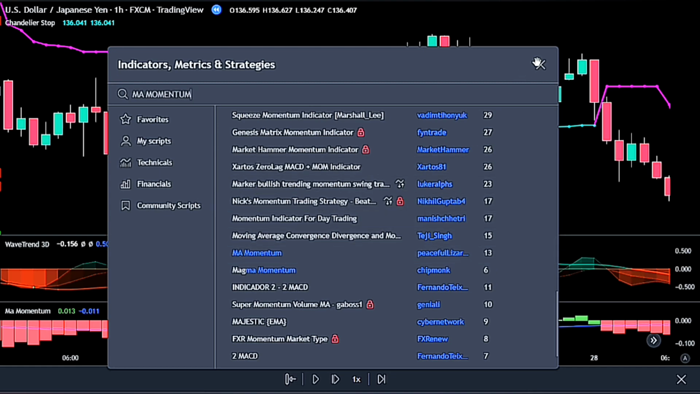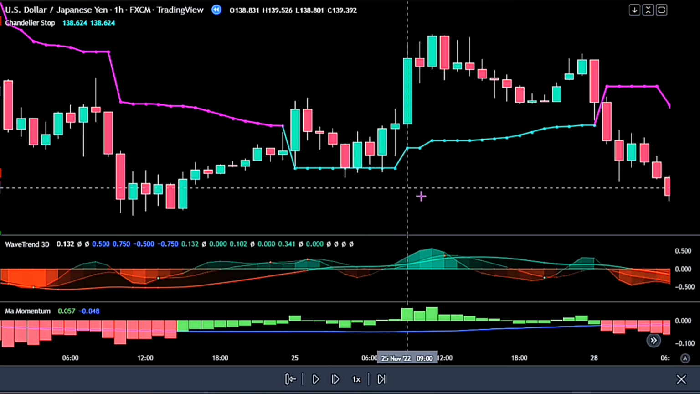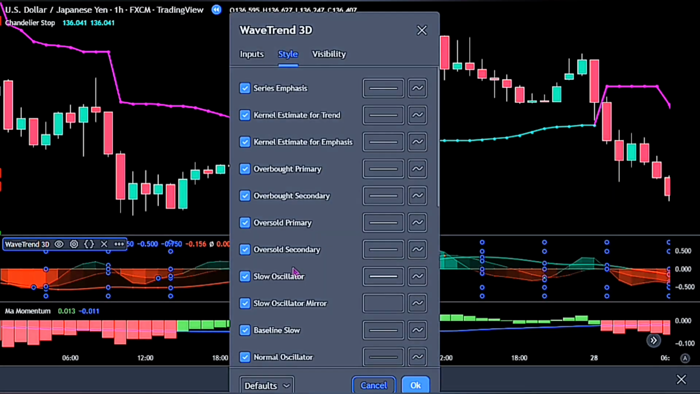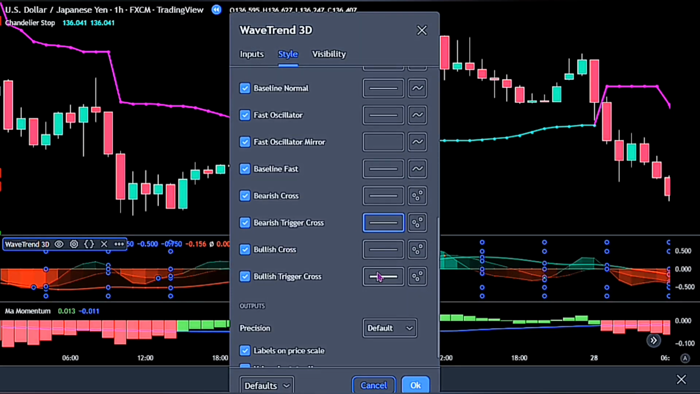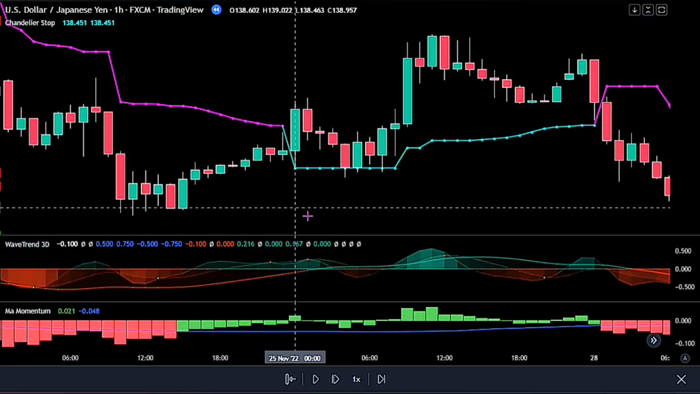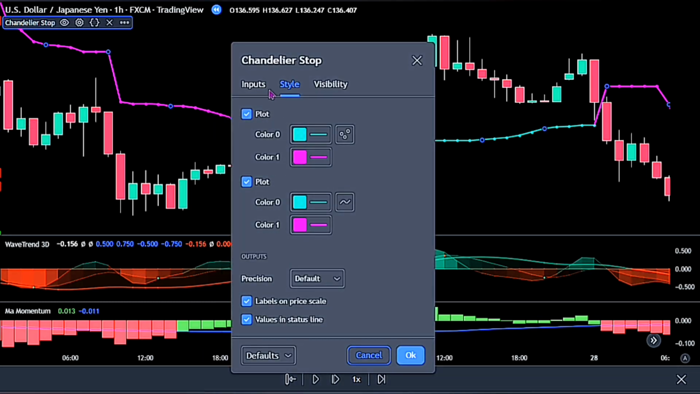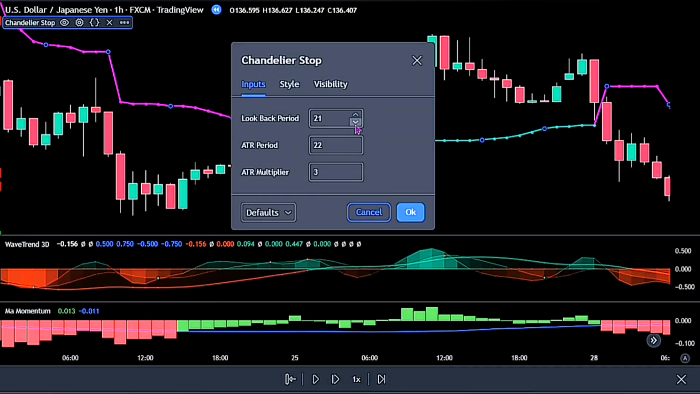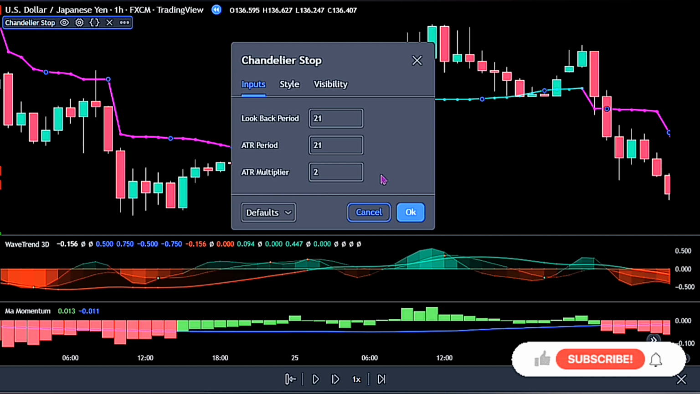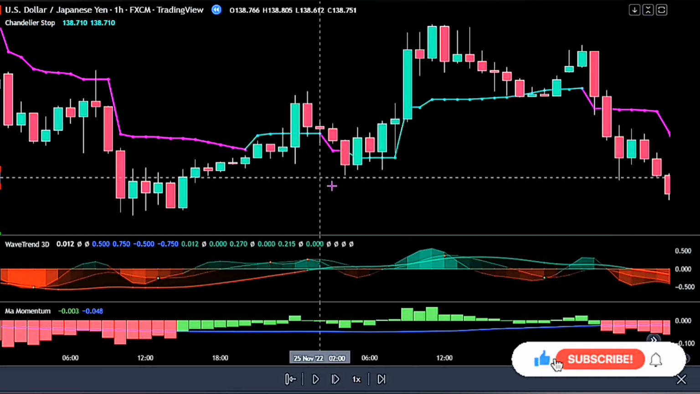Okay traders, for the settings, bring up the wave trend 3D, and on the style, reduce the thickness for the bullish and bearish trigger cross. And that's all for this indicator. For the second indicator, double-click on the chandelier. On the input, change the look-back period and the ATR period to 21, then reduce the ATR multiplier to 2. And that's all for this indicator.